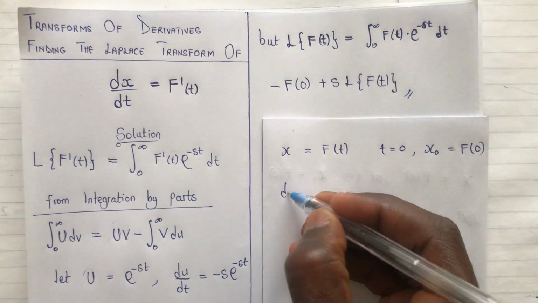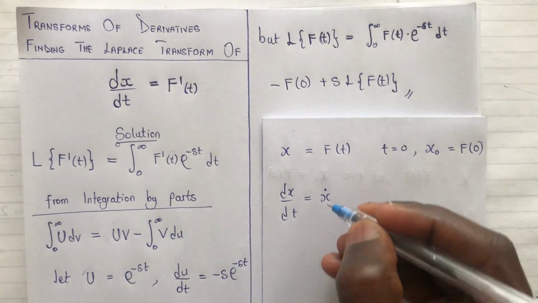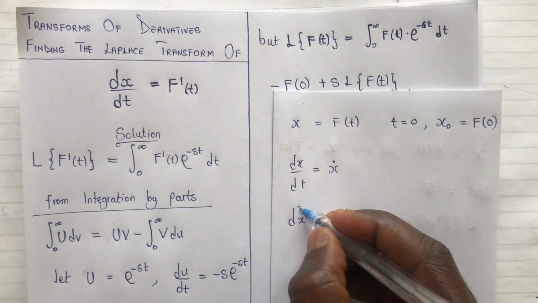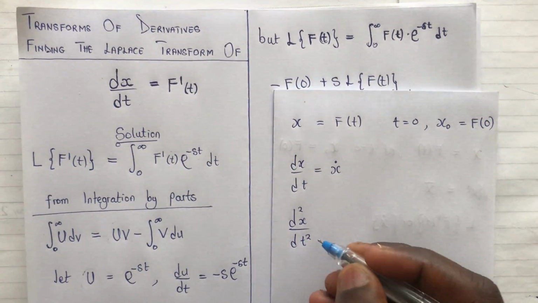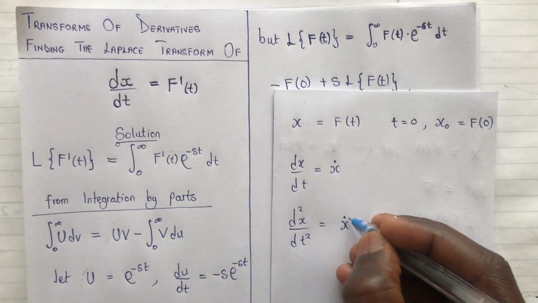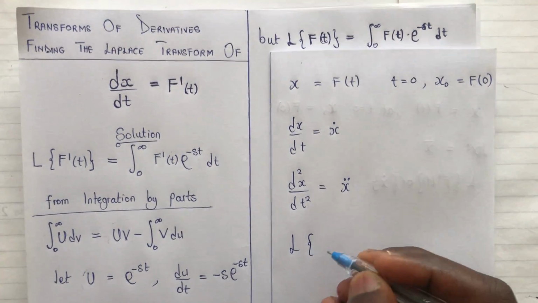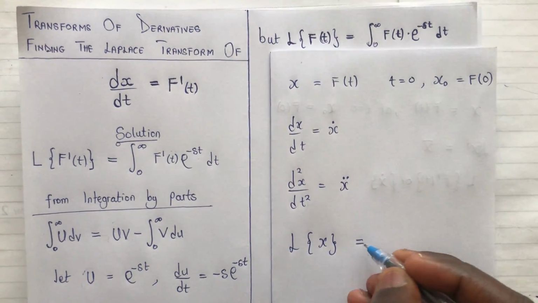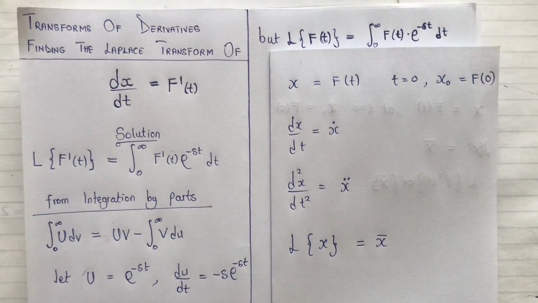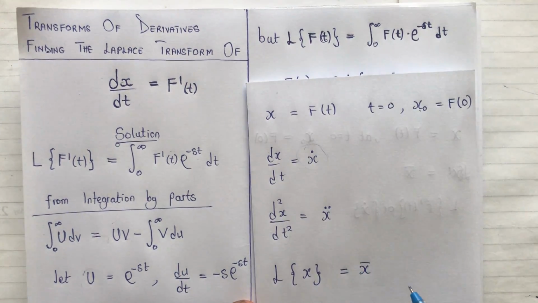Now, the first derivative of x, let me say dx by dt, is the same as x dot. The second derivative of x, which is d squared x by dt squared, or in terms of y, you can use y, is the same as x dot dot. Again, the Laplace transform of the variable x is equal to x bar. Put that in mind. Watch the video transform of derivative. The Laplace transform of x is equal to x bar. So with this knowledge, we can say that the Laplace transform of x is x bar.